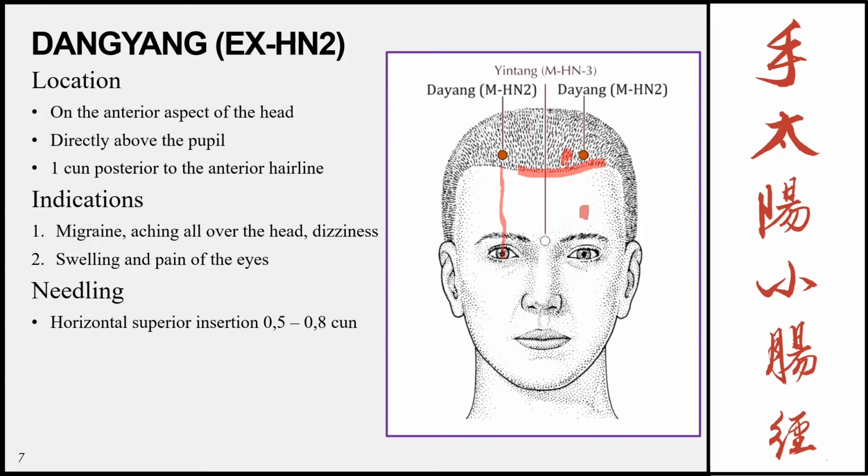So Dangyang can be used for migraines, aching all over the head or dizziness, and then swelling and pain of the eyes. Our insertion is horizontal, superiorly, so in this direction, and it's 0.5 to 0.8 Tsun.